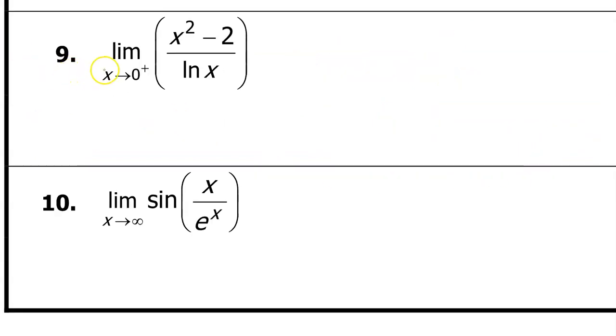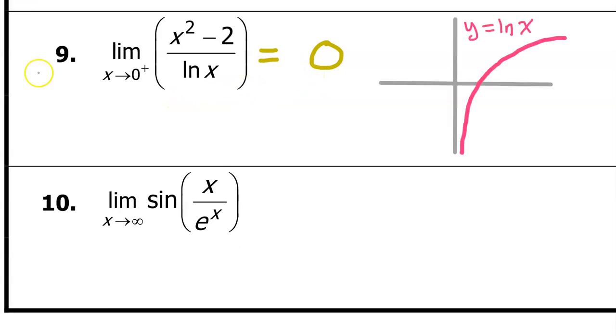Number 9. Find the limit of this expression as x approaches 0 from the right. First, let me show you how you would do this for the AP exam. Kabam! That's it. The answer is 0. Now, let me go back and try to convince you that this is true.